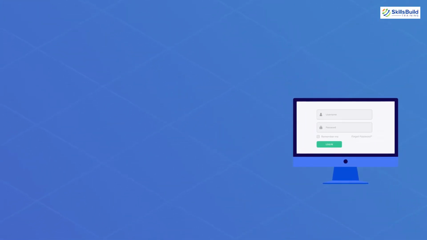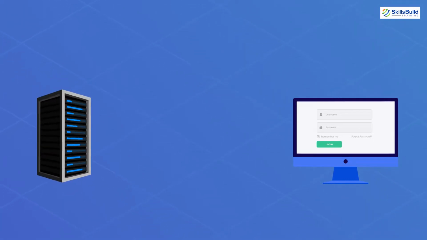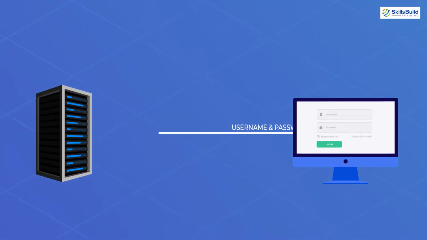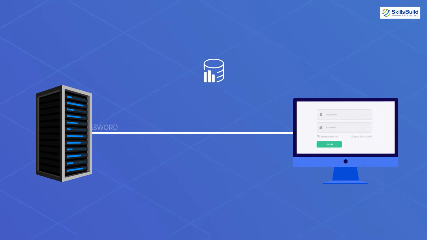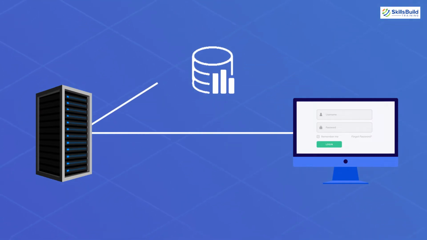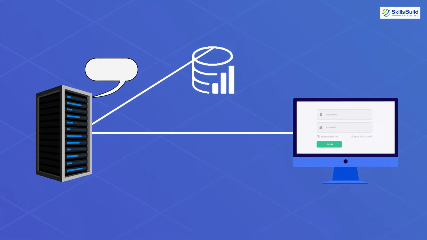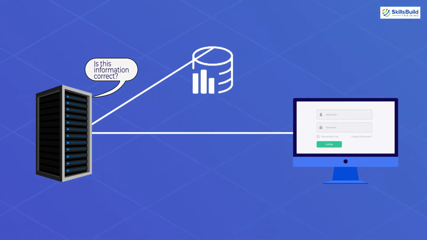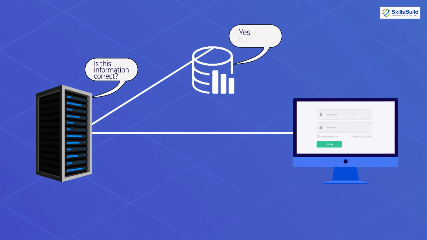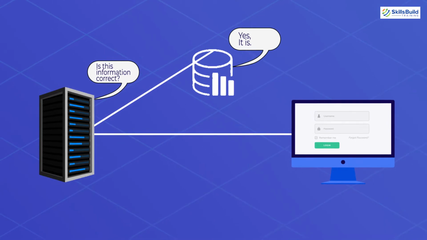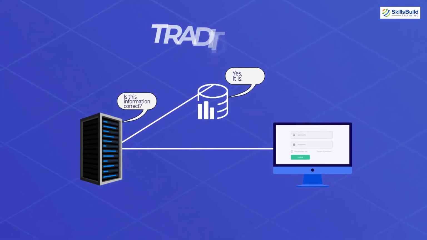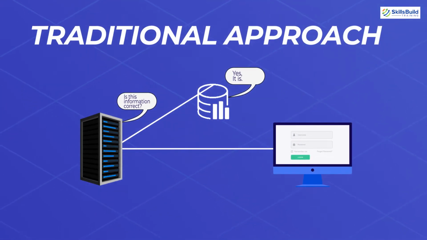Now let's see how it works. First of all, a user sends a request to the server with their credentials, which can be a username and password. The server communicates with the database to ensure that the incoming username and password are correct, and thus the identity is correct. If that is the case, the server returns the result to the user. This approach was the traditional one, as almost every application and website used to manage its own user database.